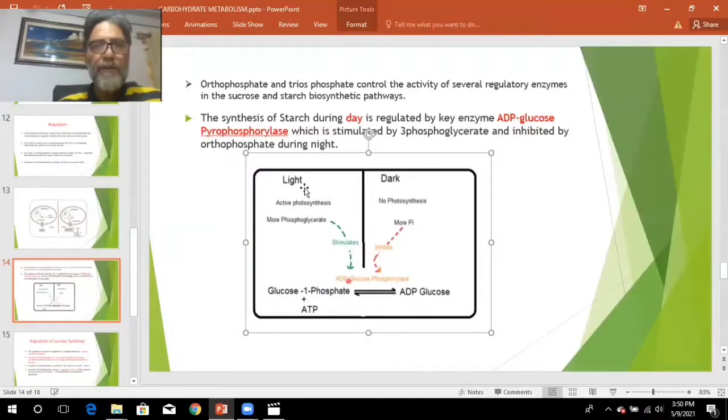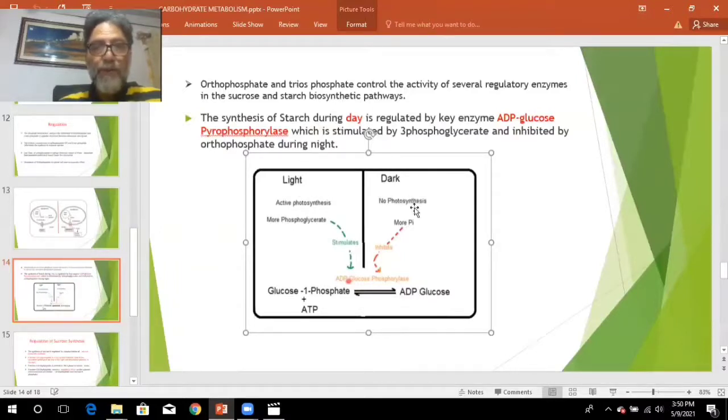Let's understand first what will happen during the light. During light, active photosynthesis is taking place, and carbon dioxide assimilation is also taking place there. There is more phosphoglycerate formation, that is, trioses are produced there. And these trioses will stimulate this ADP glucose phosphorylase. As a result, there will be the formation of ADP glucose.